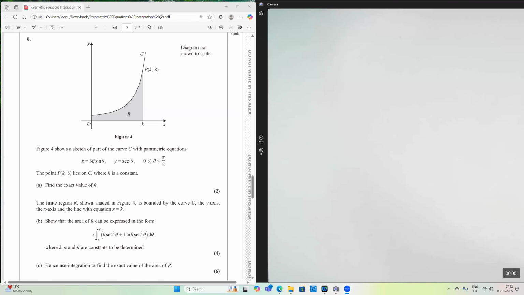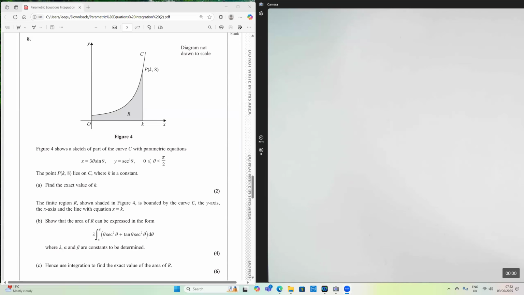Hello everyone, we've got a tricky parametric integration question here with quite a lot going on. So let's have a look. It says figure 4 shows a sketch of part of the curve C with parametric equations x is equal to 3 theta sine theta and y is equal to sec cubed theta in the interval pi over 2 to 0. The point P, k, 8 lies on C where k is a constant. Find the exact value of k.